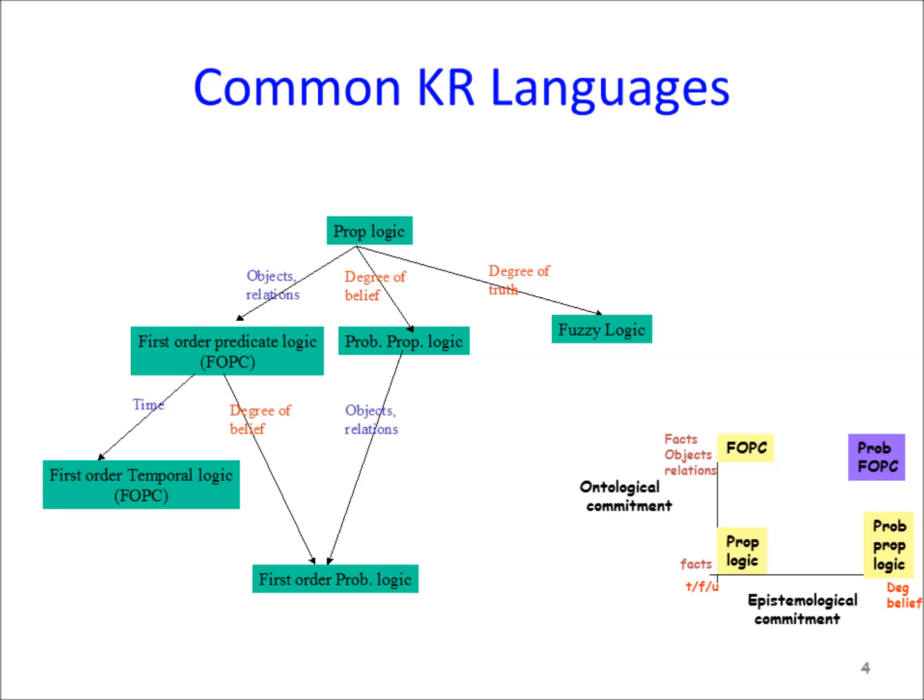Again, true, false, and unknown. Is X a friend of Y? Is this person a friend of that person? Well, I may know that it is true, I may know that it is not true, or I may not know about it. So the ontological and epistemological commitments haven't changed, but I am dealing with a much more expressive language now. The syntax is much more expressive.